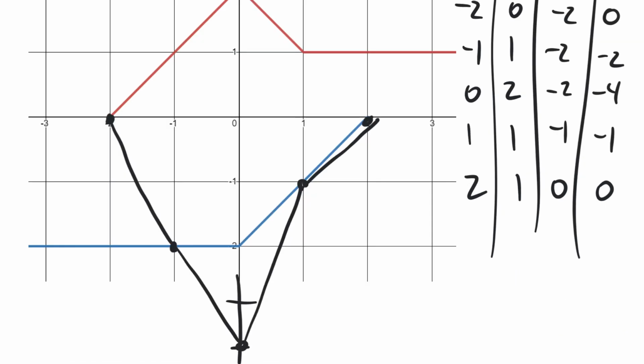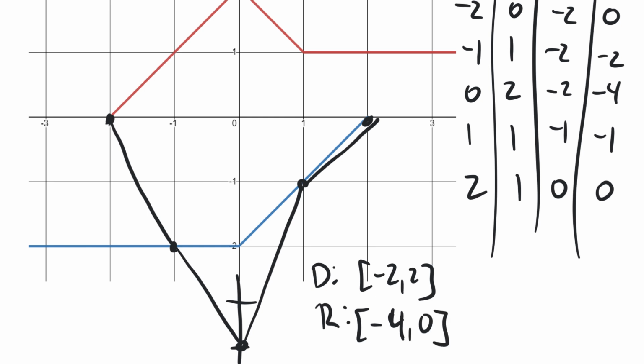Again, try to do the domain and range for this f times g graph, the black one. See what you come up with. Okay, so for domain, you should have -2 to 2. And for range, we have -4 to 0.